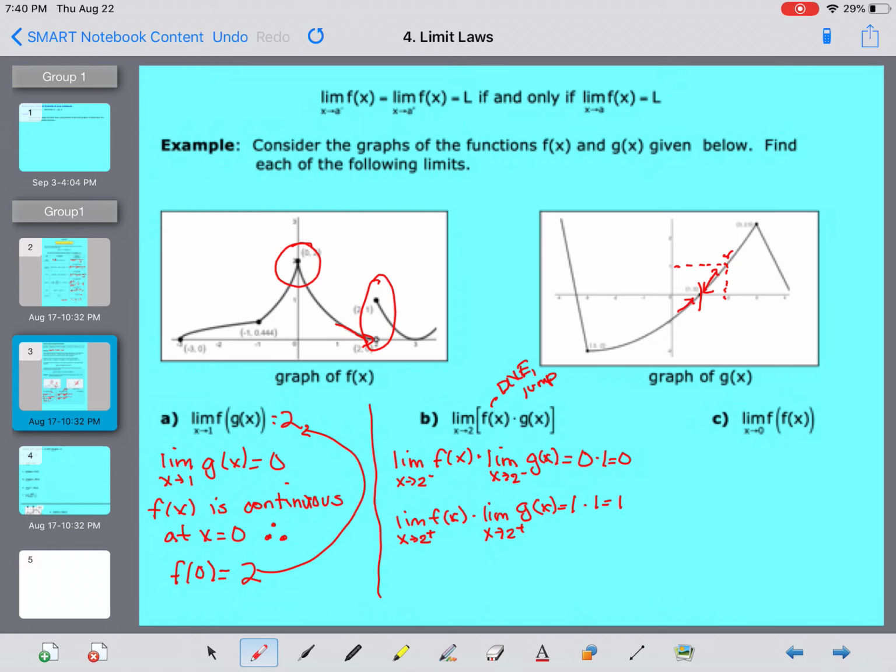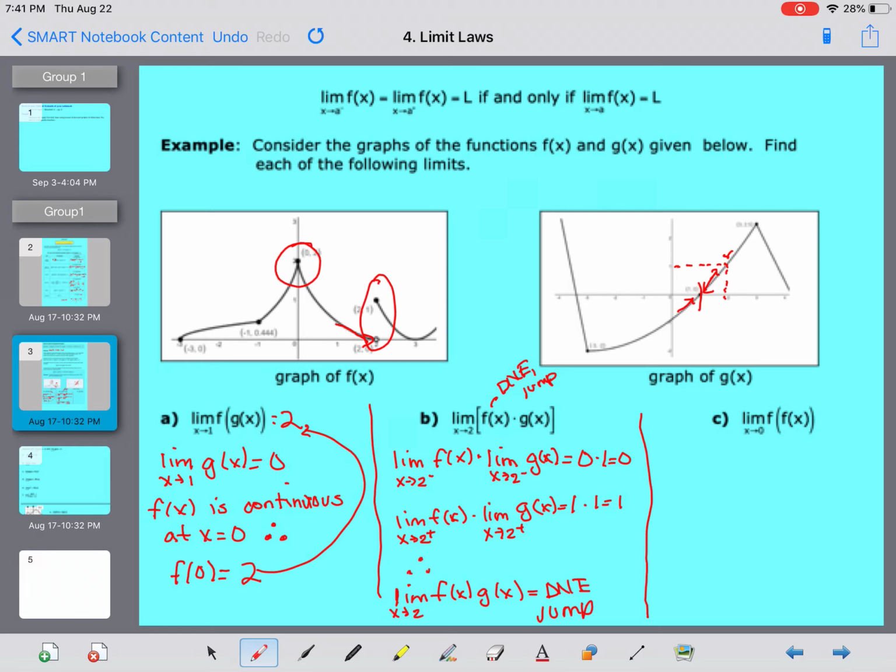Because my left-sided limit and my right-sided limit do not agree, therefore, the limit as x approaches 2 of the composition does not exist. And that is because there is officially a jump in the composition. Just because there's a jump in one function doesn't necessarily mean there's going to be a jump in the composition of that function with another function. So we always want to verify that.